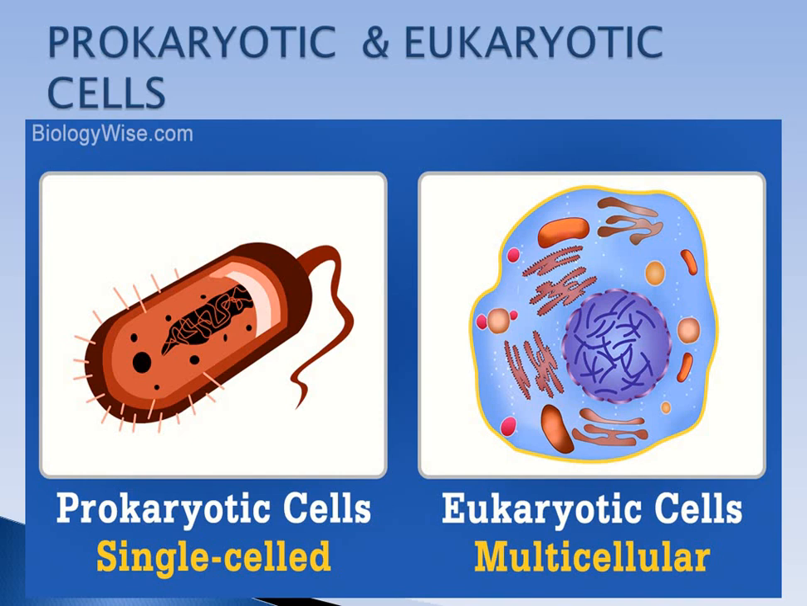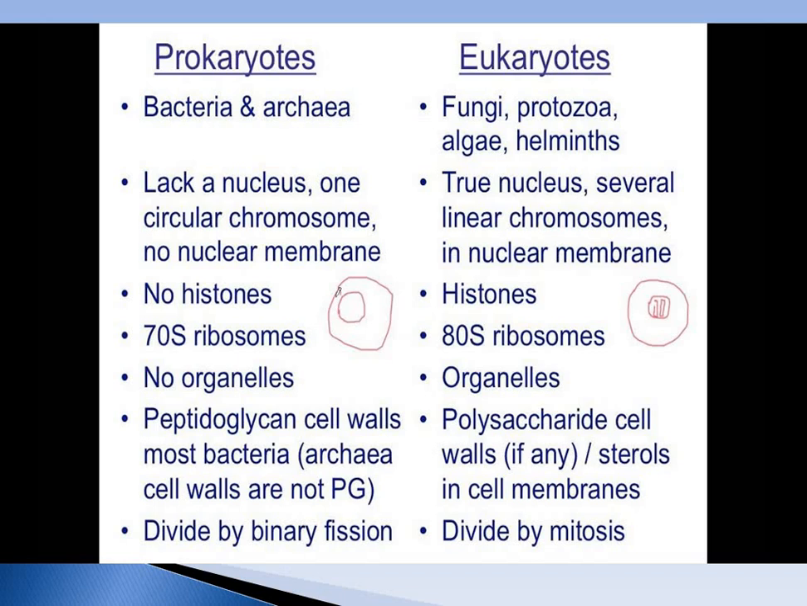Now the last topic of this chapter, prokaryotic cell and eukaryotic cell. As you can see in the figure, prokaryotic cells are usually single-celled, and eukaryotic cells are single-celled as well as making up multicellular organisms. Prokaryotic cells make up organisms which are called prokaryotes, and eukaryotic cells make up organisms which are called eukaryotes.